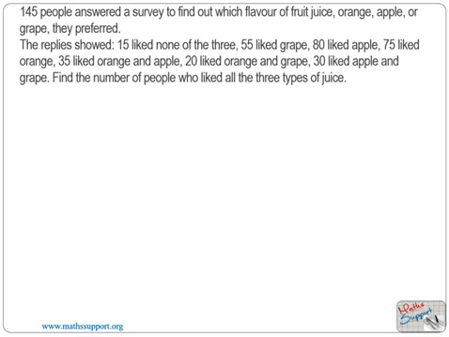One more example. 145 people answered a survey to find out which flavor of fruit juice, orange, apple, or grape, they prefer. The reply showed 15 like none of the three, 55 like grape, 80 like apple, and 75 like orange, 35 like orange and apple, 20 like orange and grape, 30 like apple and grape. Find the number of people who like all three types of juice.